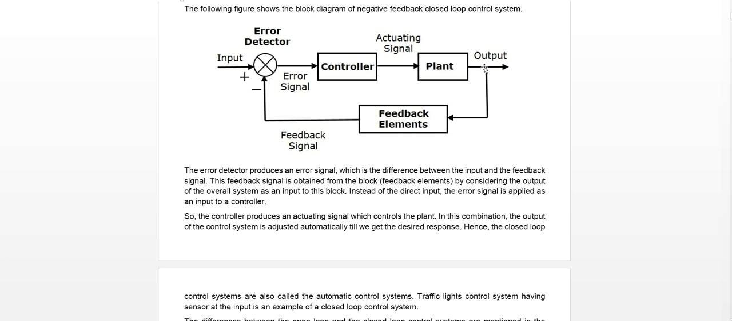The output, for example, the target temperature is 50 degrees Celsius. Then the actual is 40 degrees Celsius. So the difference of 10 degrees Celsius is fed back to your input or to your heating system. That 10 degrees difference is called the error signal or the feedback signal.